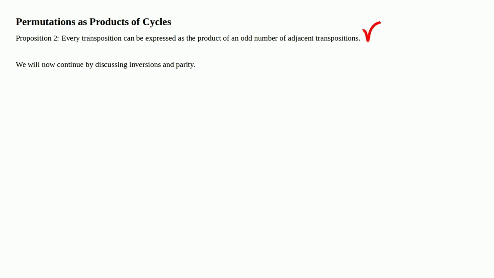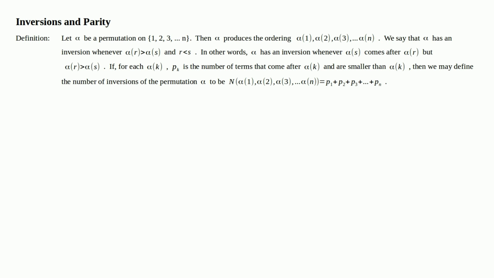Okay, and we're going to pick up where we left off. Last time we had proved proposition number 2, which states that every transposition can be expressed as the product of an odd number of adjacent transpositions. And we're going to move on to discuss inversions and parity. So let's get started with a definition.